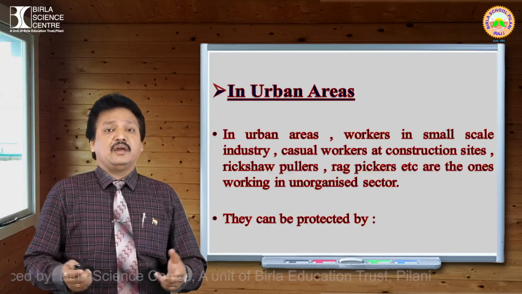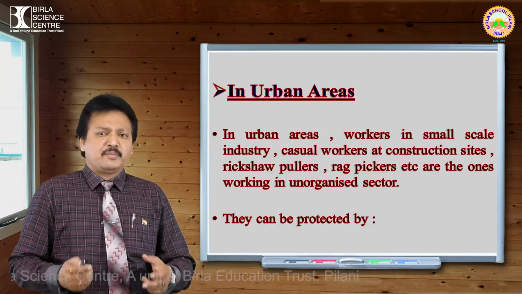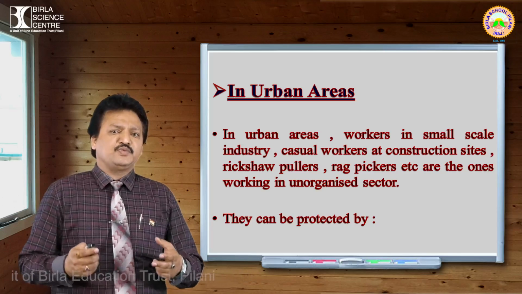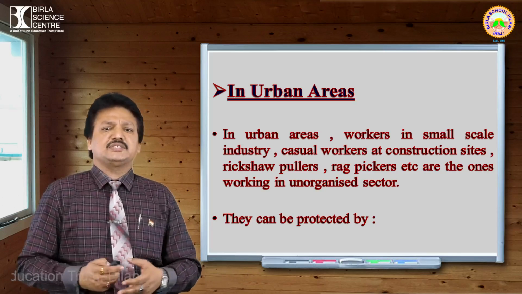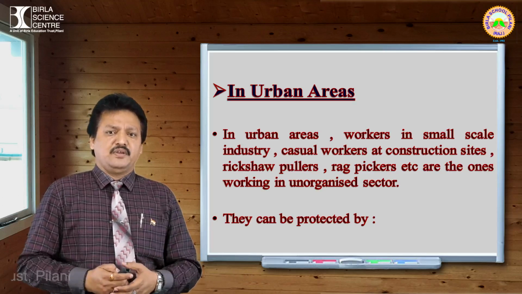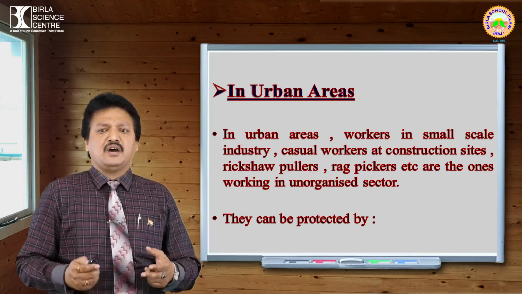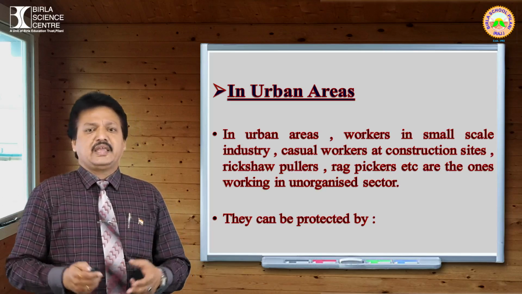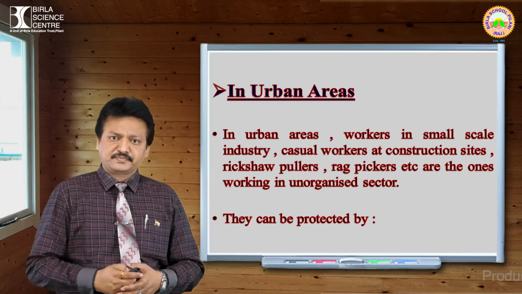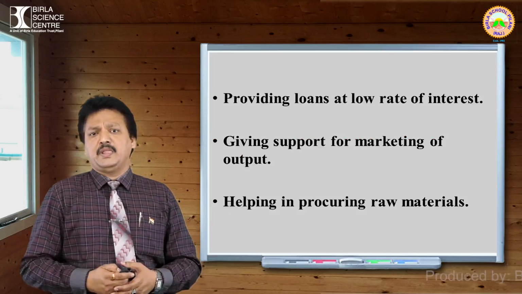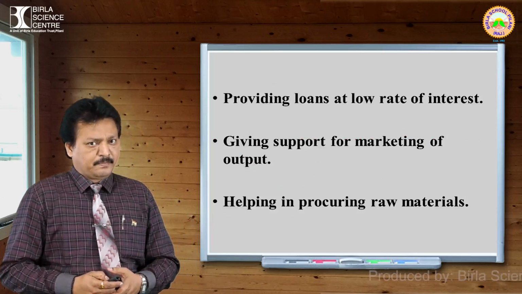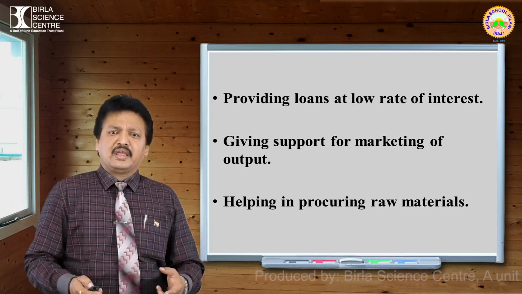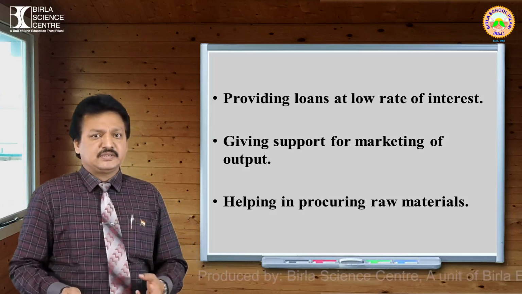Now in urban areas, how are they protected? In urban areas, workers in small scale industry, casual workers at construction sites, rickshaw pullers, rag pickers, etc. are the ones working in unorganized sector. They can be protected by providing loans at low rate of interest, giving support for marketing of output, helping in procuring raw materials.